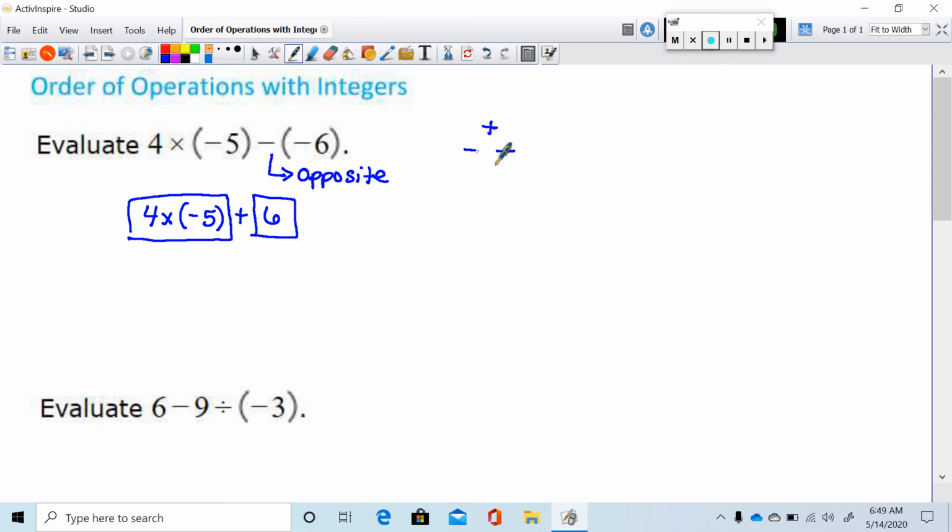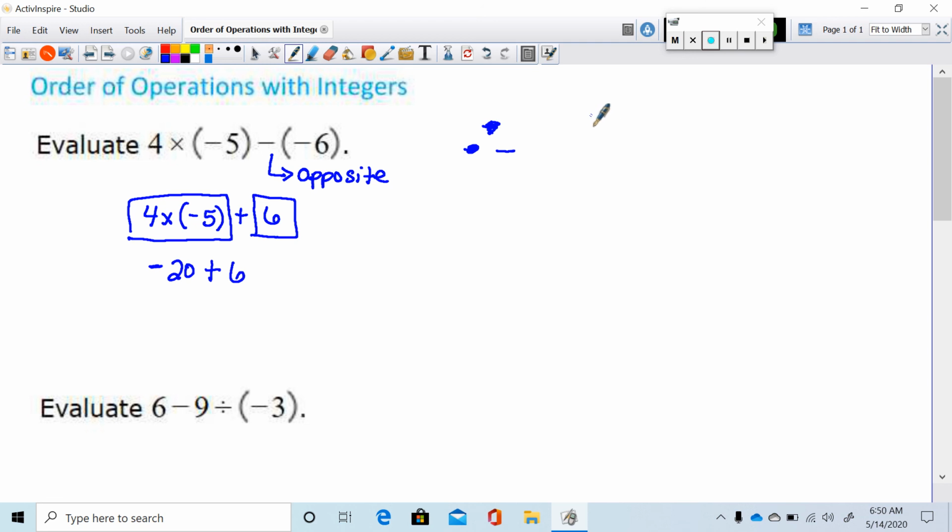For multiplication and division with integers, you can use this little diagram here. You cross off what the original problem had. So positive and negative. That means this part is going to be negative. 4 times 5 is 20. Okay, and then we have this box is a 6, and then you bring down the plus sign. So we have a negative 20 plus 6.